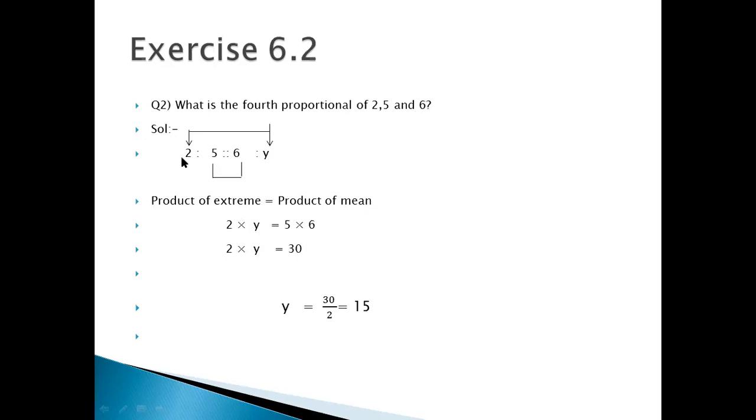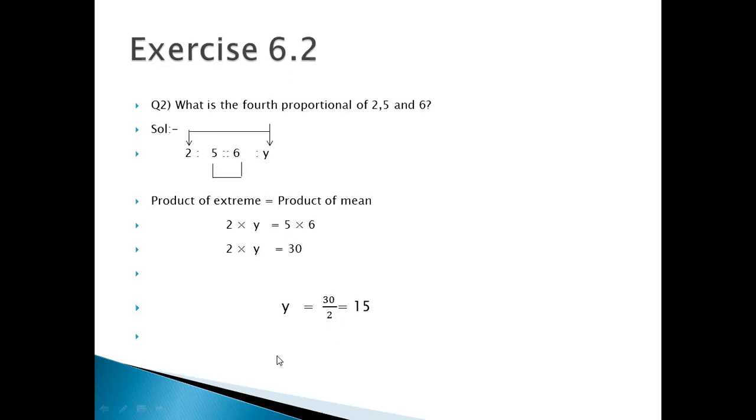So the extremes: 2 multiply Y is equal to the means: 5 multiply 6. So we get 2Y is equal to 5 times 6, which is 30. So 2 is multiplying here. When shifted to the other side it will be divided. So 30 divided by 2 you get 15. So Y is equal to 15. So the fourth proportional is 15.